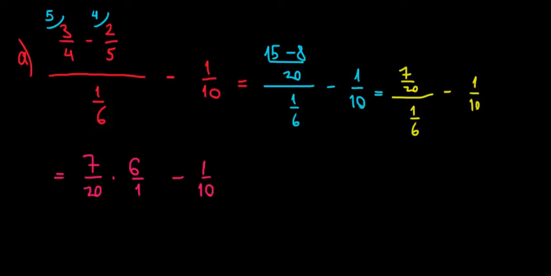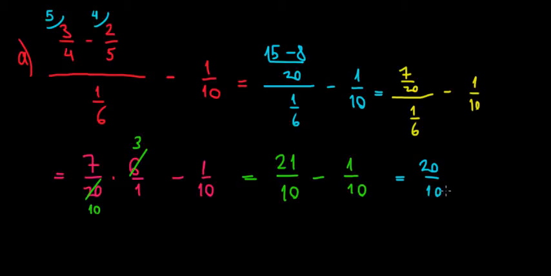Now 7 times 6 divided by 20. 6 and 20 cancel out. So 6 and 20, we can simplify them by 2. And we're left here with 3. And over here we're left with 10. So we will have 7 times 3, 21 divided by 10, minus 1 over 10. 21 minus 1 over 10. That's 20 divided by 10, which is equal to 2. And that would be the answer.